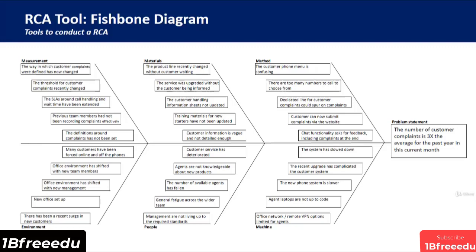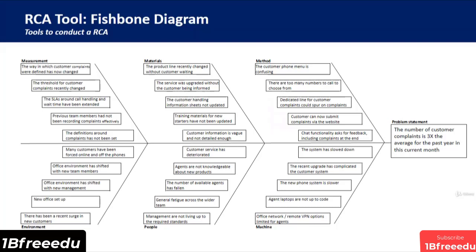Agents are not knowledgeable about new products. The number of available agents has fallen. There's a general fatigue across the wider team. Management are not living up to the required standards. Right? These are really starting to pinpoint potential reasons as to why that's the case. Now, with this example, we know the key thing here is that agents are not knowledgeable about new products. And that's one of those causes that we can take away in the future and start a solution for.